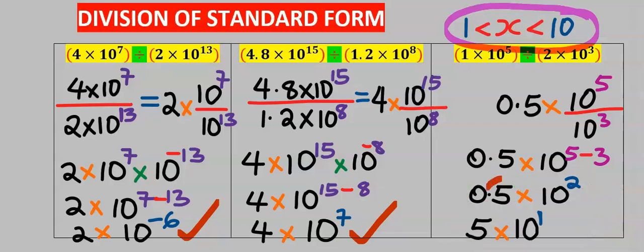Whenever you move a decimal to the right, it's going to decrease this value. Always remember this rule. And this is our answer. We can equally write this as just 50.